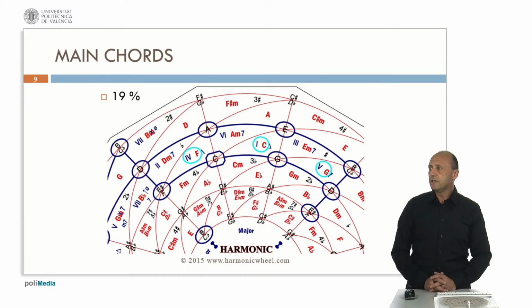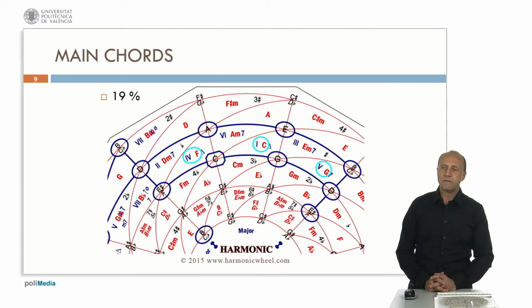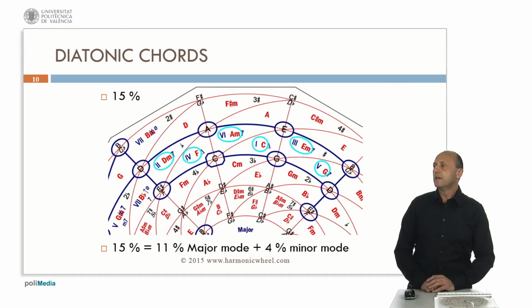The 3 main chords in C major are 1st, 4th, and 5th degrees, that is chords C major, F major, and G major. 19% of the songs are composed with only the main chords in a major key. Regarding the diatonic chords, 15% of these songs are composed by using at most these 6 chords. From them, 11% are written in a major mode and 4% in a minor mode.